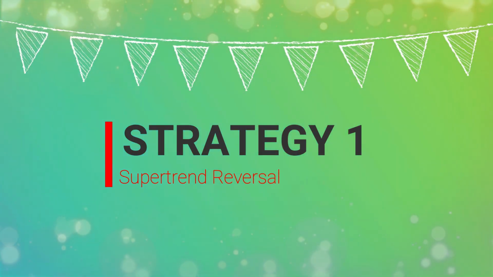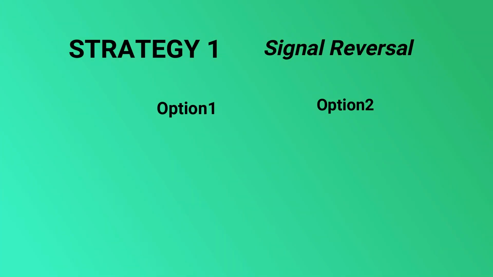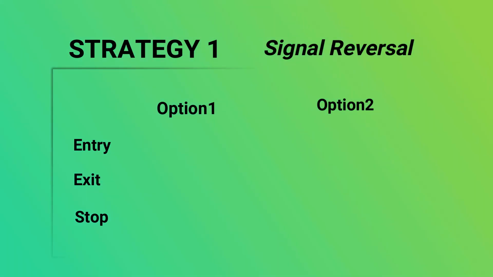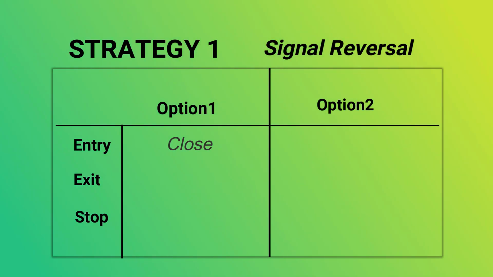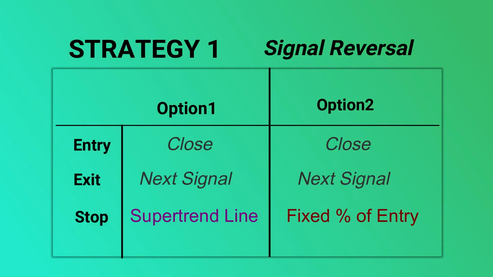Strategy 1. Supertrend Reversal Strategy. We set this strategy by simply choosing to exit on signal reversal. We have two types of strategies for this type of exit option. Even though the entry is made on the close, the exit is at the next signal. For option 1 we set the Supertrend line as stop loss. For option 2 we choose a standard % of entry price.